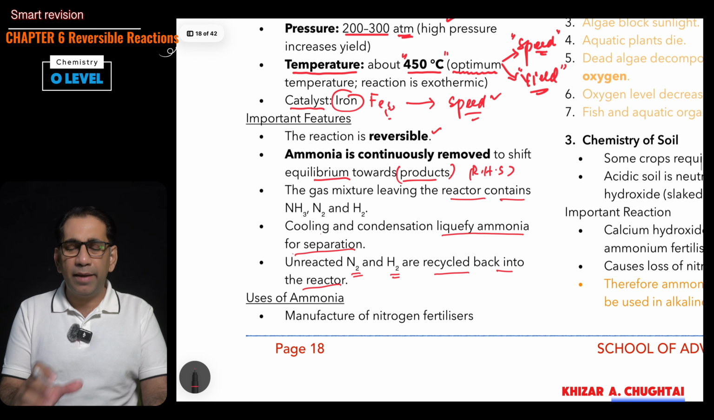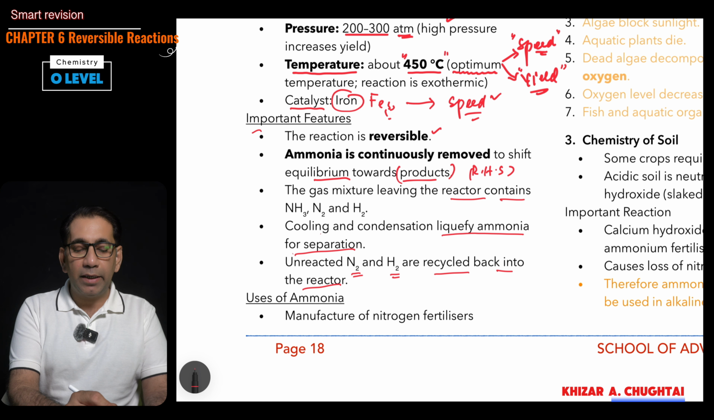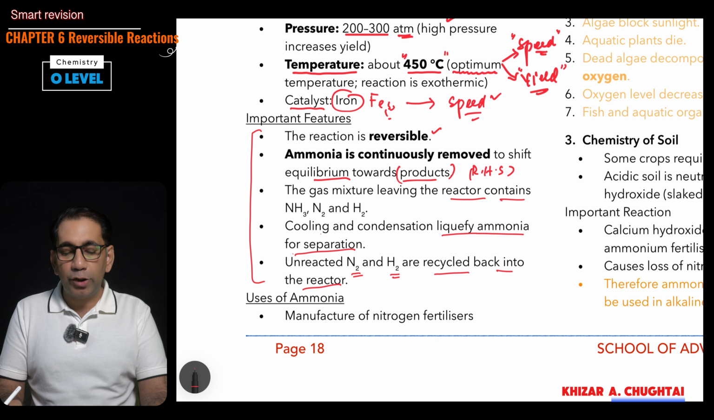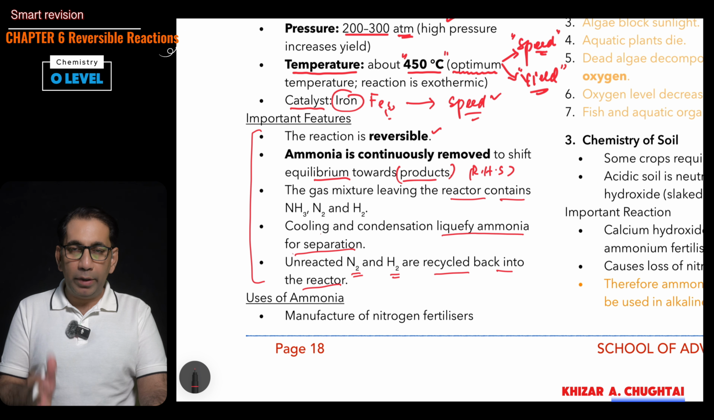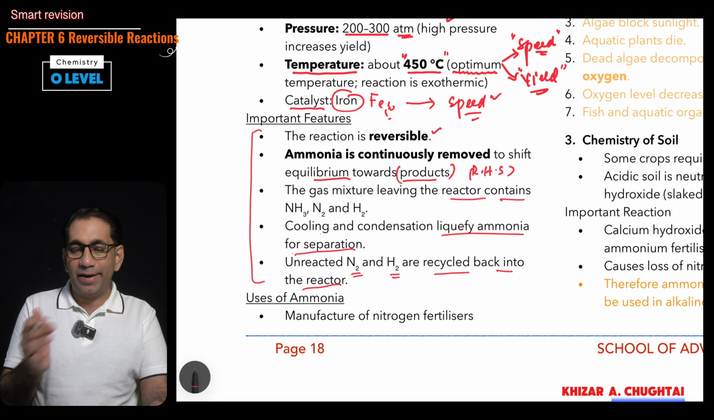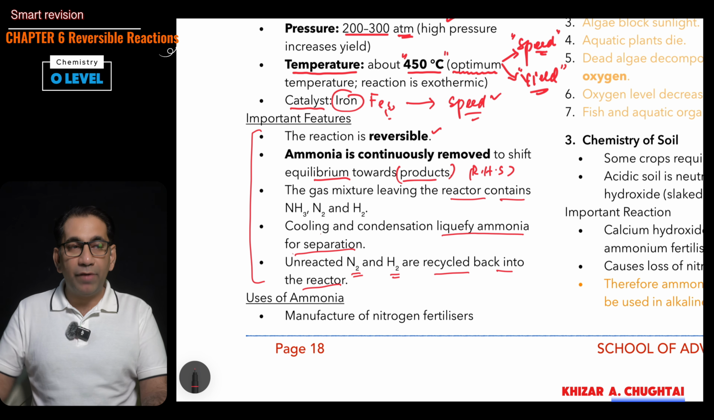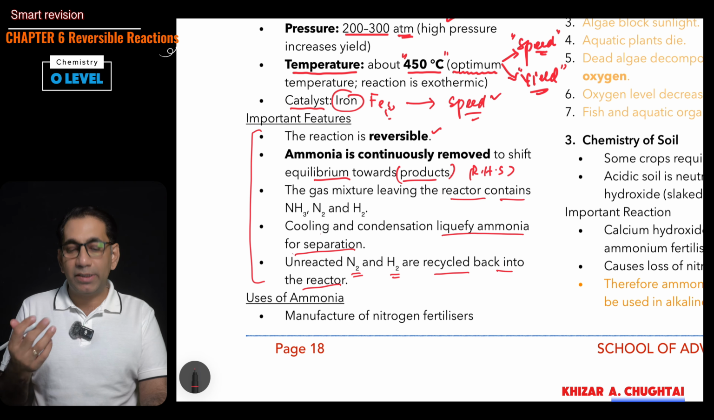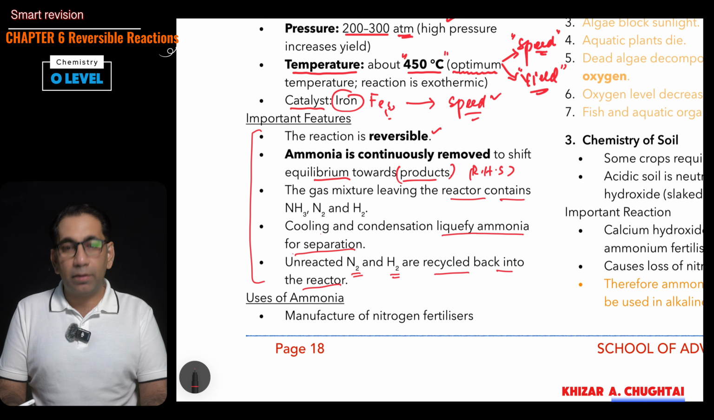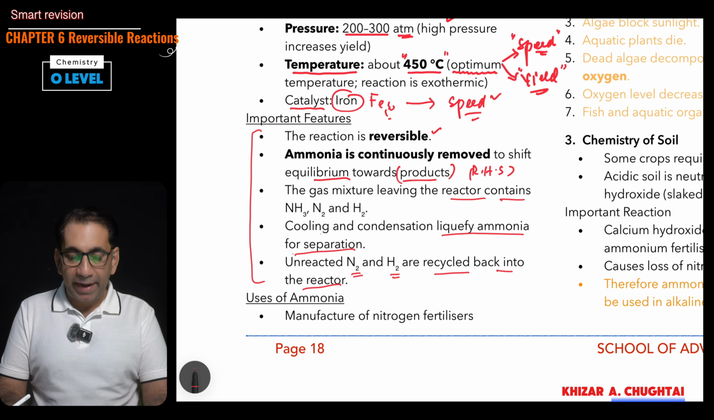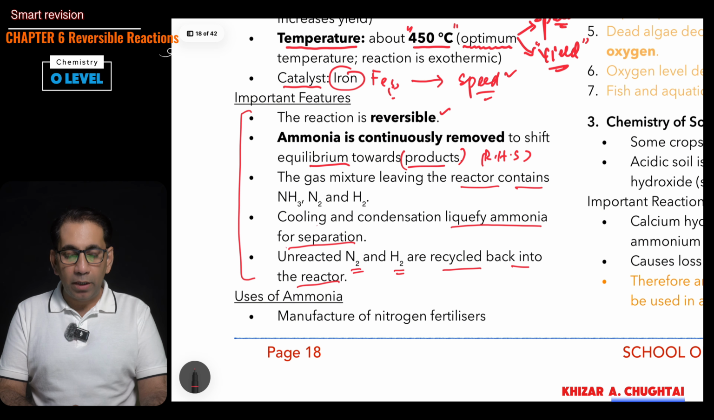So these are the important practical features in which we obtain ammonia as well as nitrogen and hydrogen, that are part of that mixture. But the unreacted nitrogen and unreacted hydrogen are again put into that container, into that reactor, for recycling purposes.